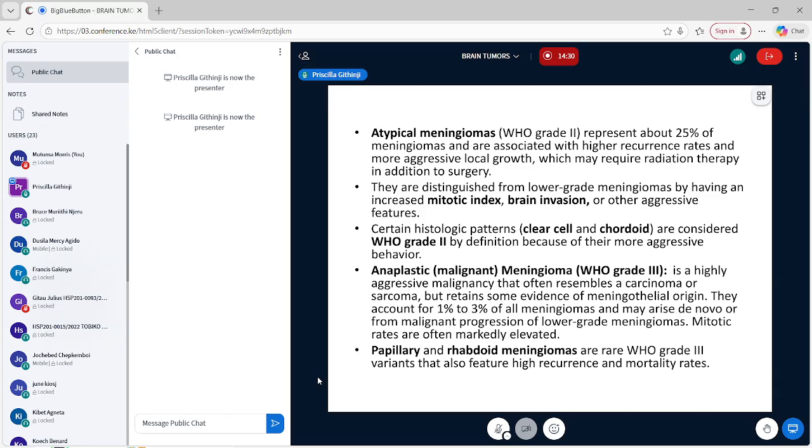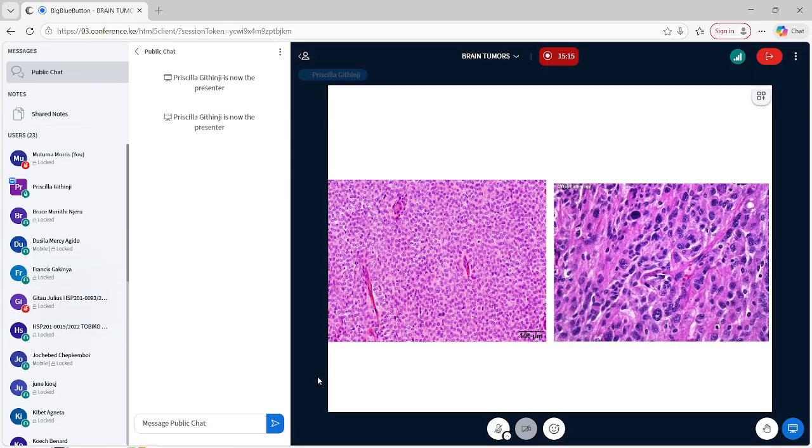They account for about 1 to 3% of all meningiomas and may arise de novo. That is without any risk factor meningiomas. For anaplastic meningiomas, the mitotic rate is often markedly elevated. Rhabdoid ones give them a high mortality rate.